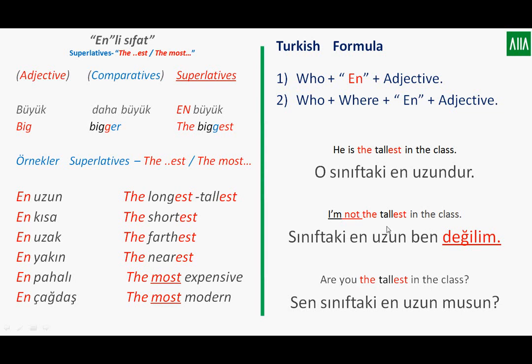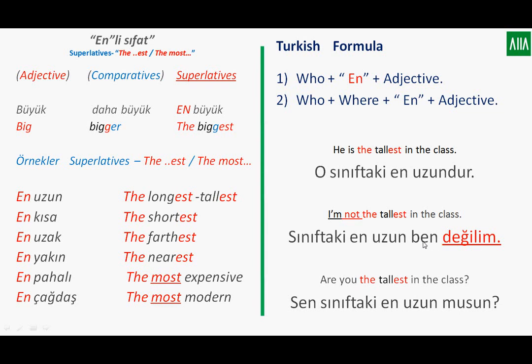So let's make a negative sentence here, which starts with I am not. I'm not means değilim. You are not what? The tallest. En uzun. Let's see the sentences here. You can start with a preposition. Sınıftaki, where, in the class. Sınıftaki en uzun ben değilim.